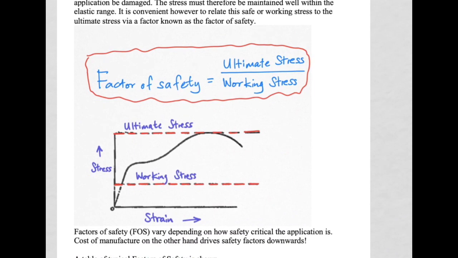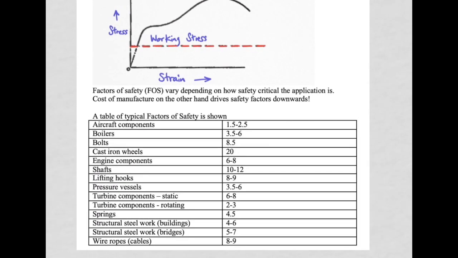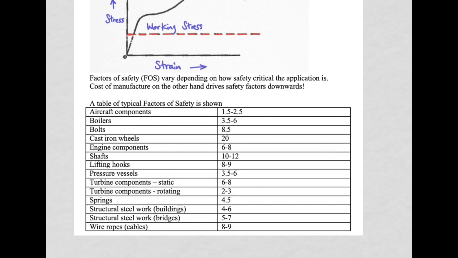So if we go back to our stress-strain graph, remember ultimate stress was the highest value occurring during a test, that's over here, but we said we want to work well within this straight line portion. So you can see that the working stress is significantly less than the ultimate stress by a certain factor. Now, there are no hard and fast rules on what safety factor to use where, but here is a very, very loose and broad guide of safety factors used in industry, and you'll see that safety critical items have the highest factors of safety.